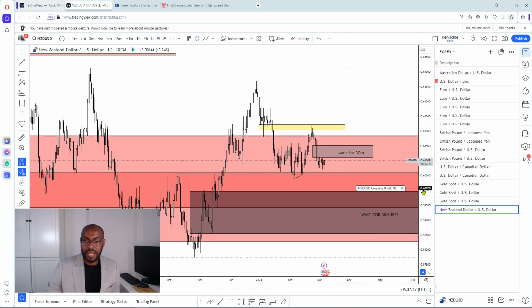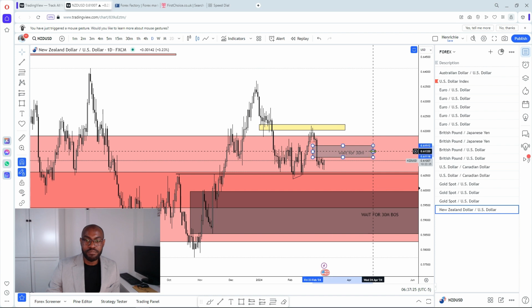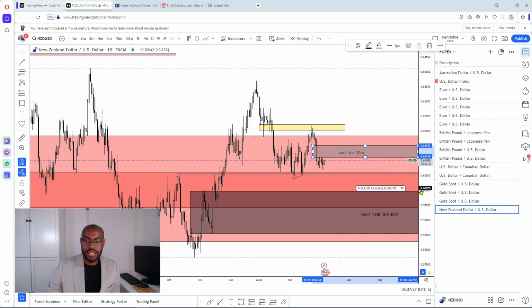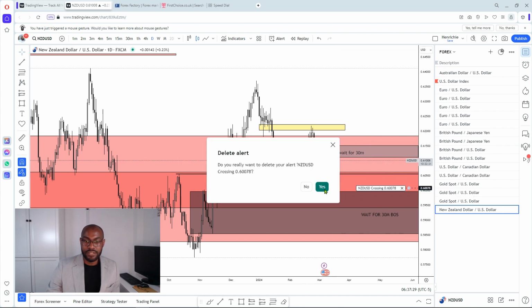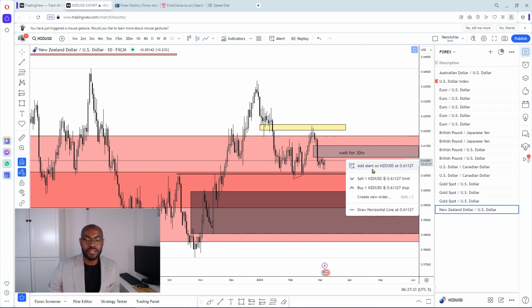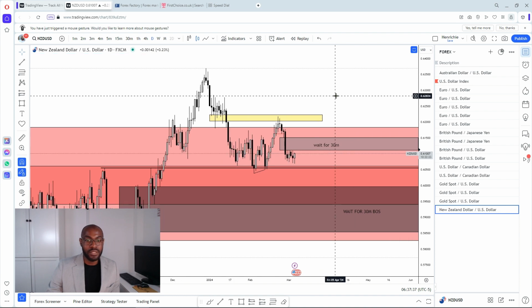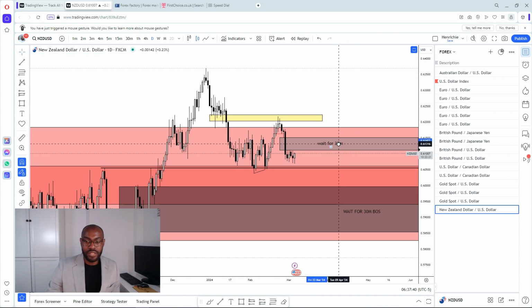So I'm going to put an alert right there. When price comes into the key level, I'm going to be watching it closely. If we do see a 30-minute shift in market structure from this position, then we'll potentially have to look for sells to sell this to the downside. But if price comes in there and it doesn't show us a shift in market structure, then we'll basically just have to be on the sidelines on that one. So that is my analysis on NZD US dollar as well.